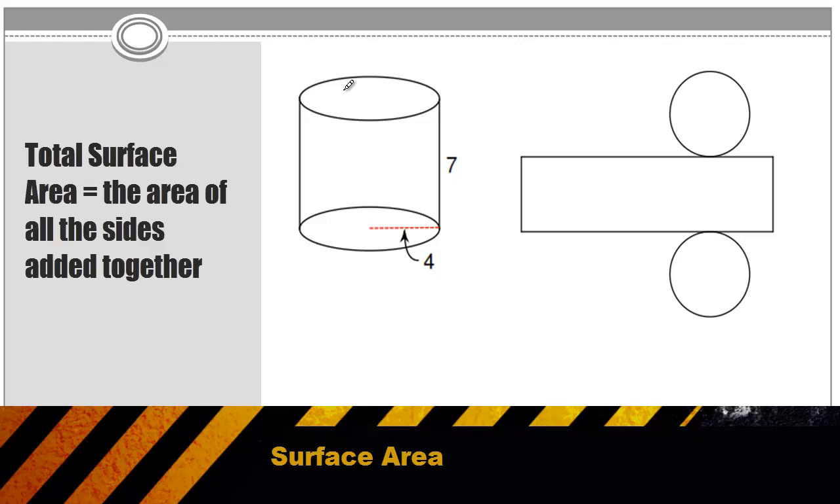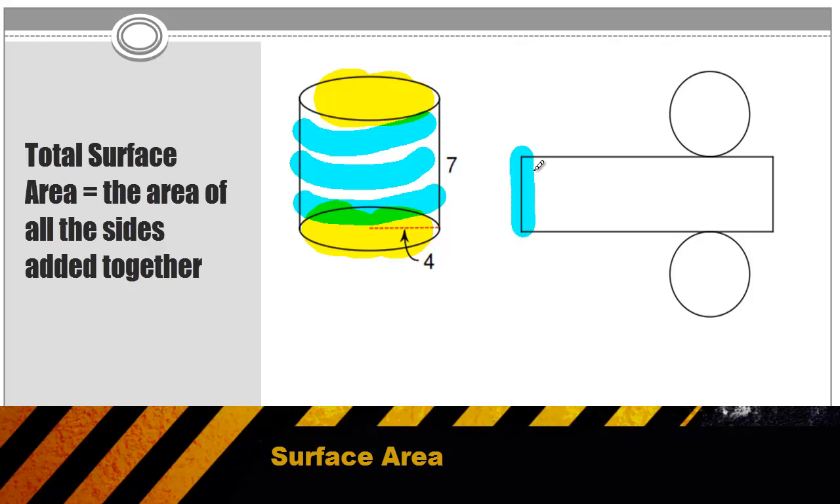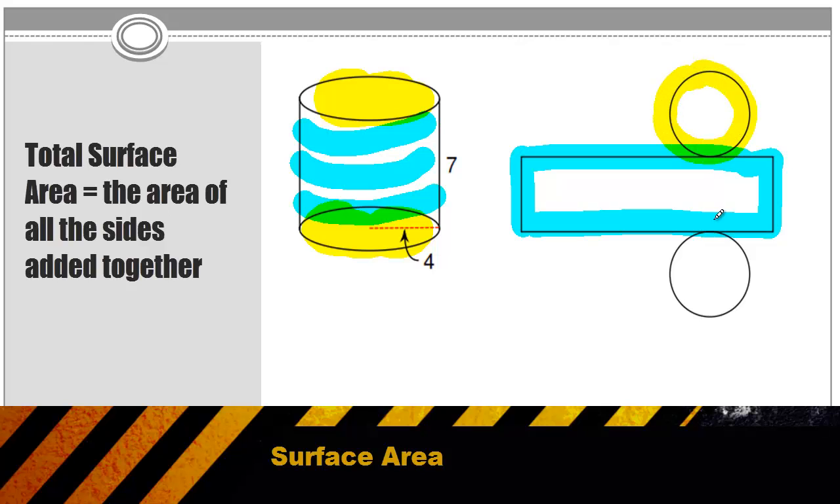So if we imagine this cylinder as, say, a soup can, you can see I really have 3 shapes. I have a circle on the top, I have a circle on the bottom, and then I have like the label of a soup can that wraps around the soup can. If I were to take off the label of a soup can and unwind it, I would see the label actually forms a rectangle. And the tops and the bottoms, well, they still form circles. So to find the total surface area, I have 2 circles and 1 rectangle.